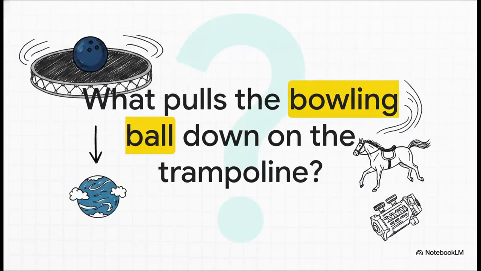But this reveals a super fascinating logical loop. Think about it for a second. If gravity is just the bending of space, what exactly is pulling the bowling ball down on the trampoline to create that bend? The answer is Earth's good old-fashioned Newtonian gravity. The analogy completely falls apart because it relies on the old Newtonian force to explain Einstein's new geometric gravity. It's kind of like using a horse to explain how a car engine works. It just doesn't make sense.